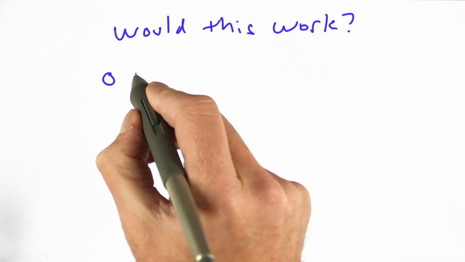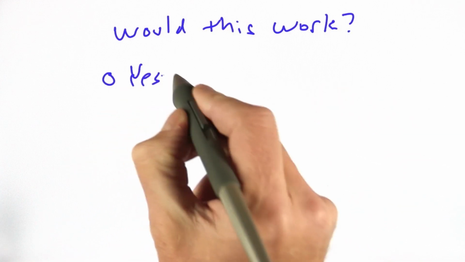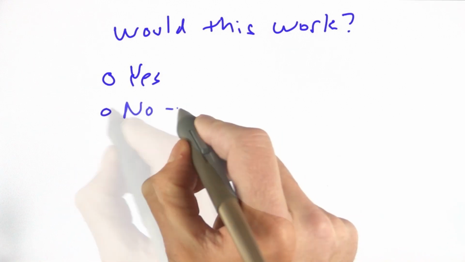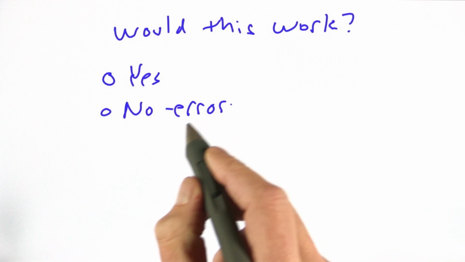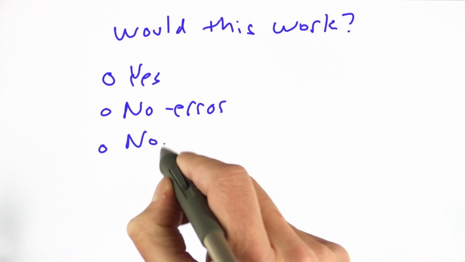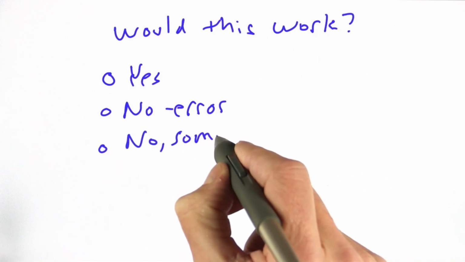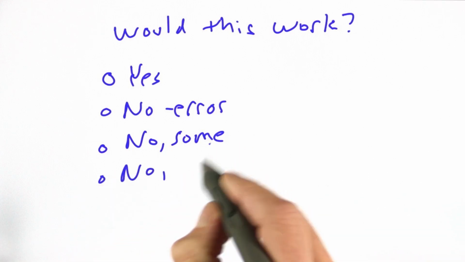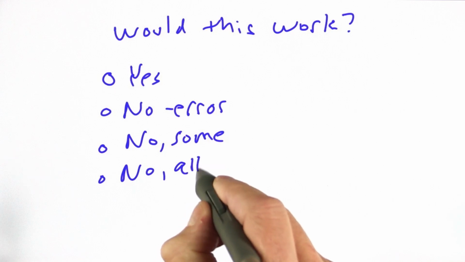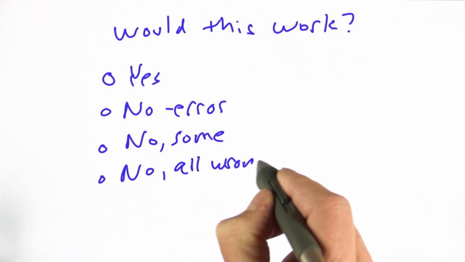And I want you to tell me, yes, it would work fine in all cases. No, it would signal an error condition and crash the program. No, it would get some inputs wrong and some of them right. Or no, it would get all the inputs wrong. Which do you think is correct?